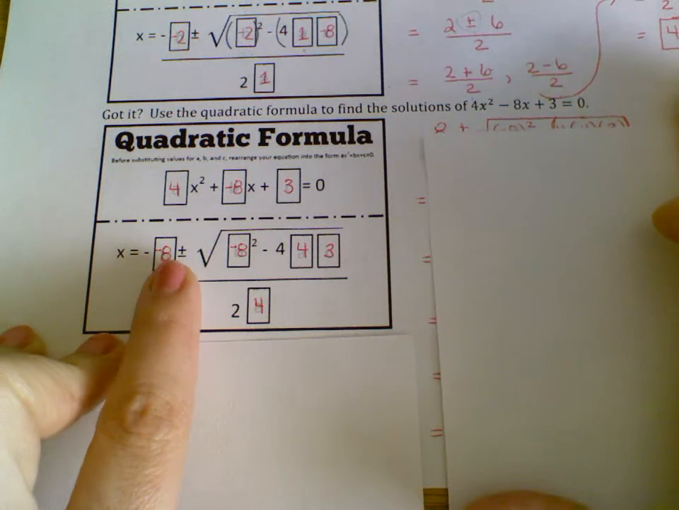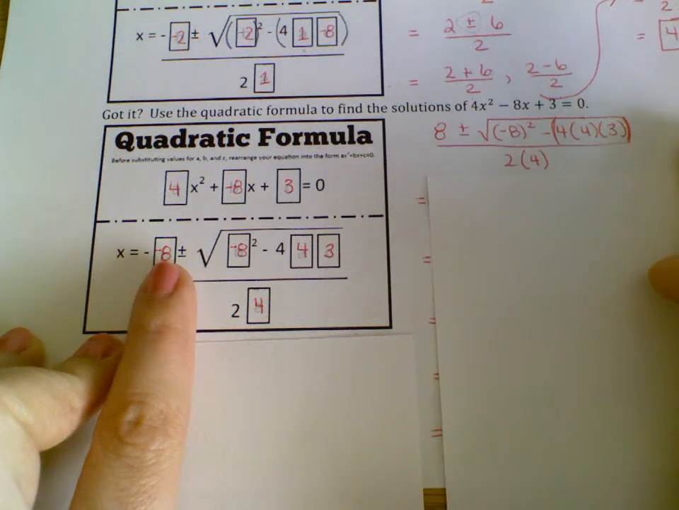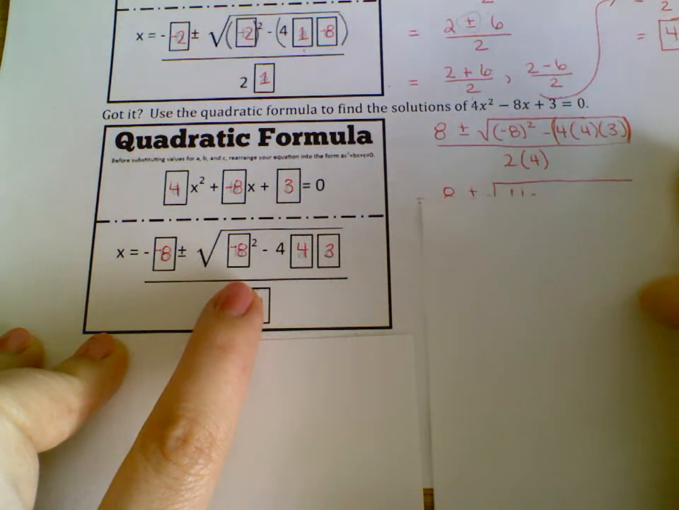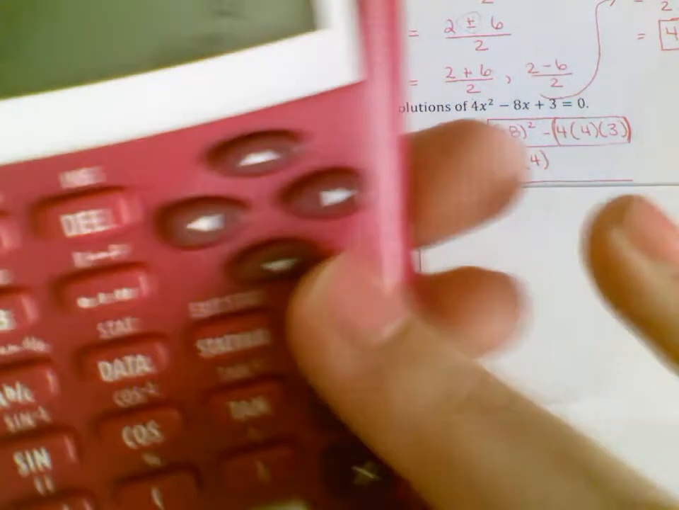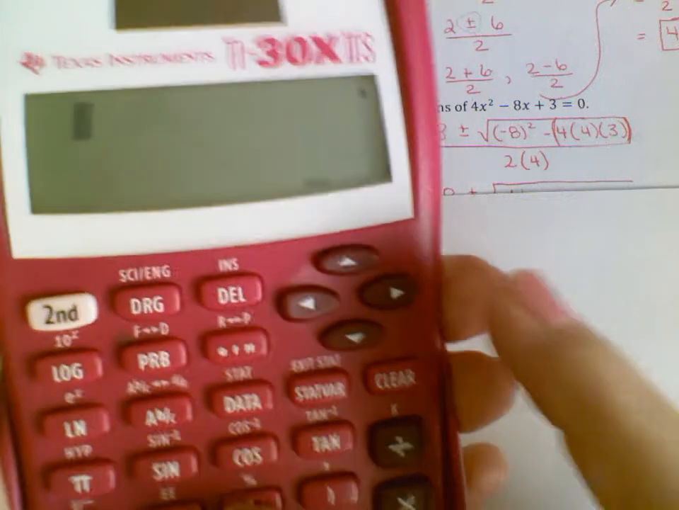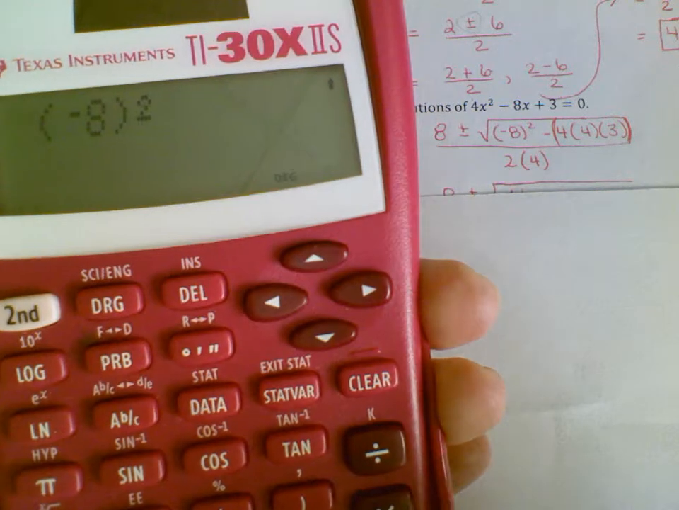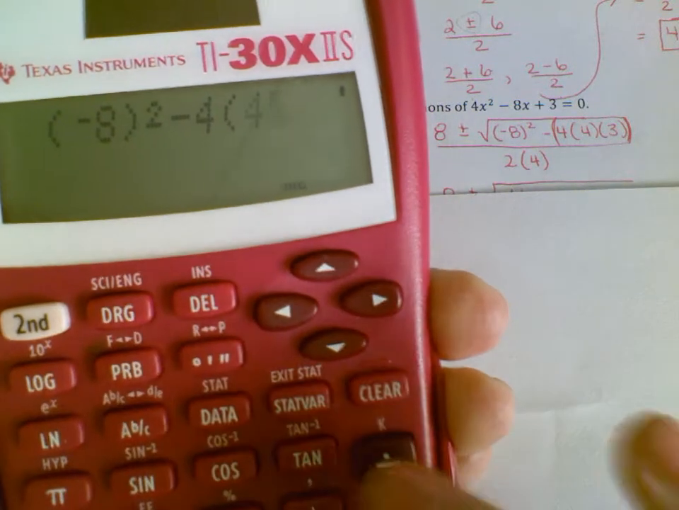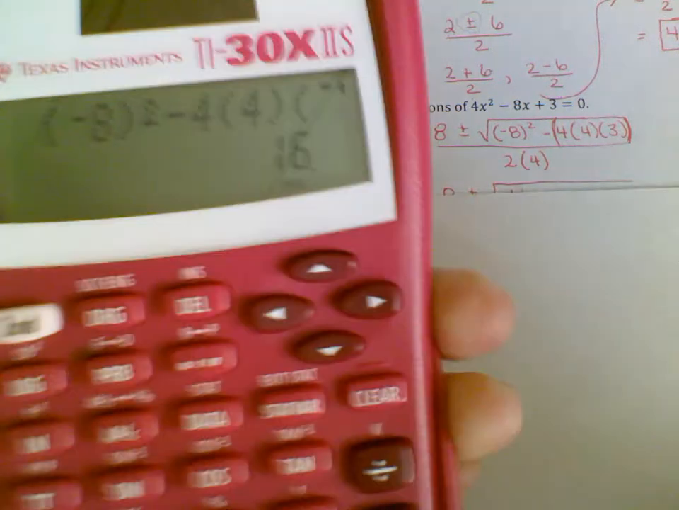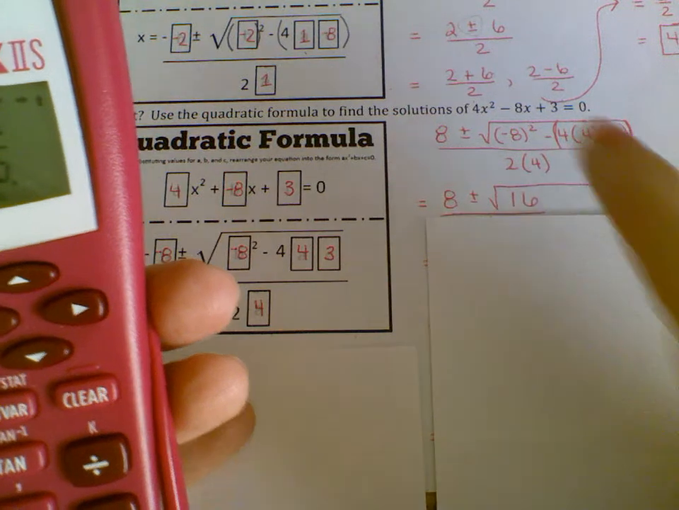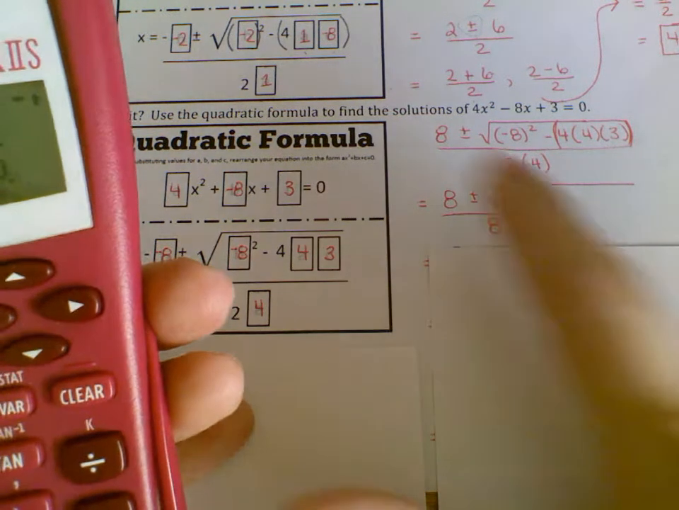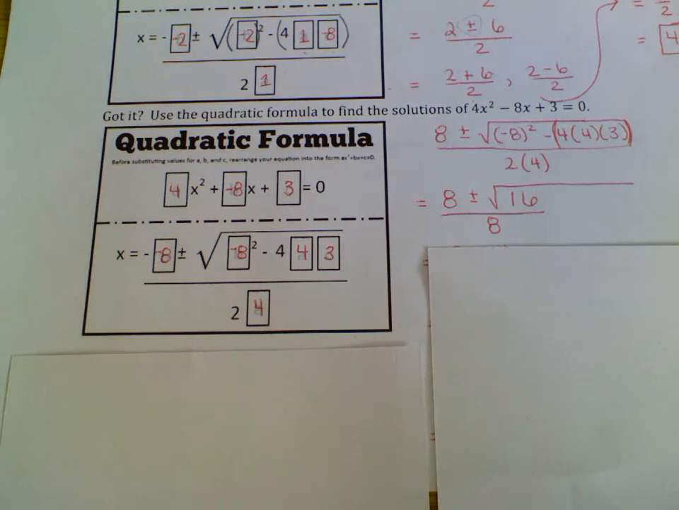So I do the opposite of negative 8, so positive 8. Then I'm going to type in this part. So in my calculator, I would type in negative 8 squared minus 4 times 4 times 3. So I got 16. Then I'm going to do the bottom where I do 2 times 4. 2 times 4 is 8. So there are my 3 steps that I need to do.